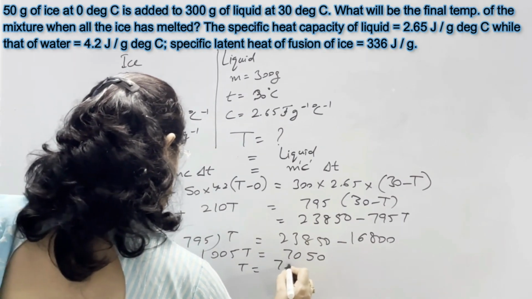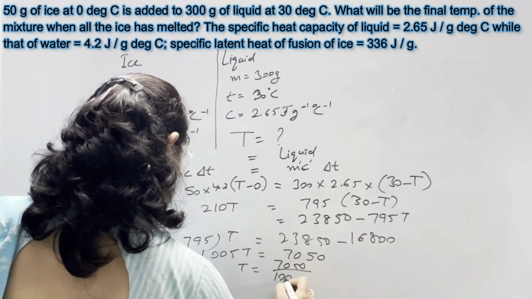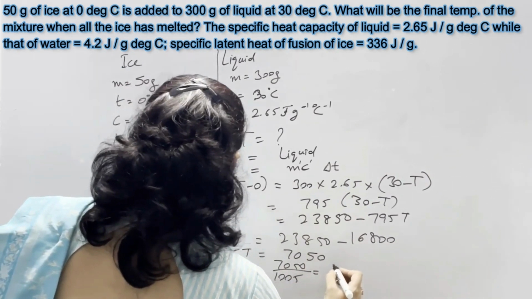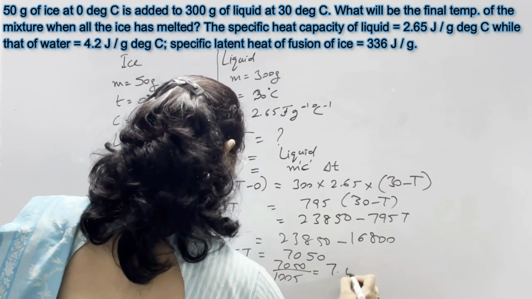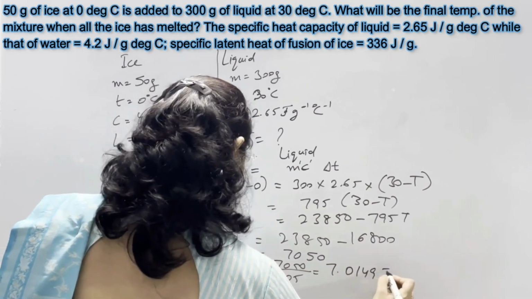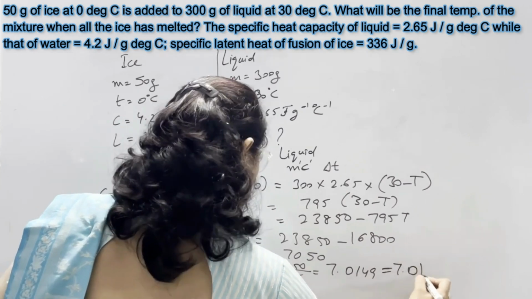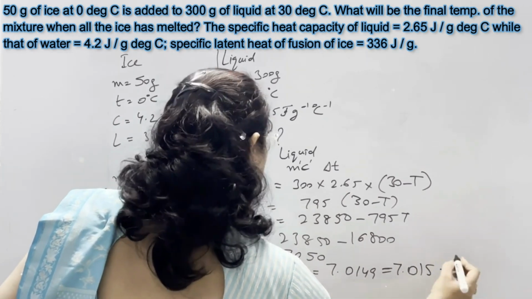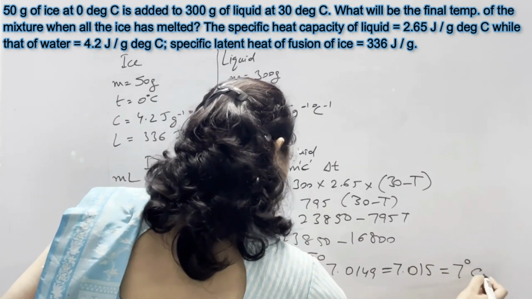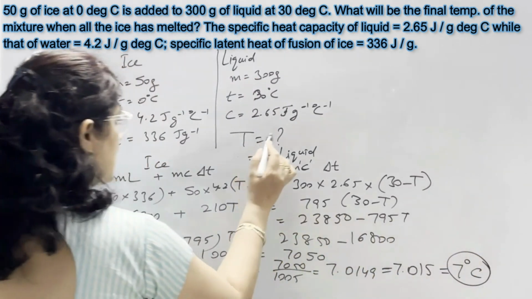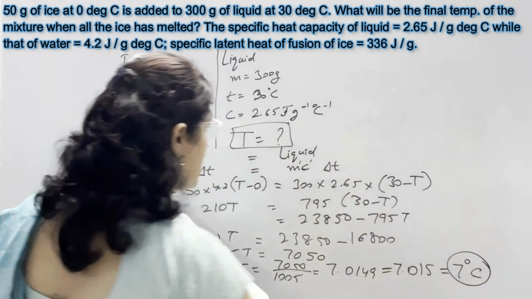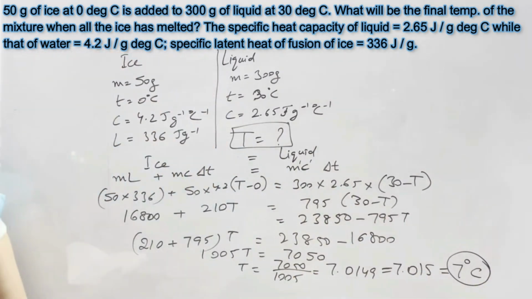Now T is 7050 divided by 1005 and its value is 7.0149, or we can take it as approximately equal to 7.015, and more appropriately we can also take it as 7 degrees Celsius. So the final temperature is equal to 7 degrees Celsius in this numerical.